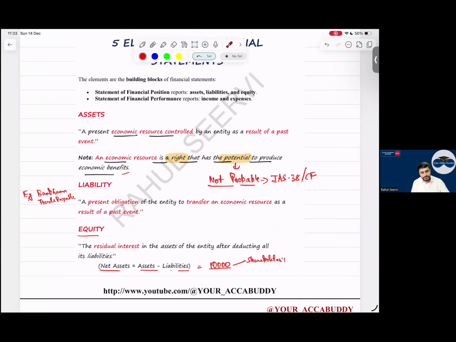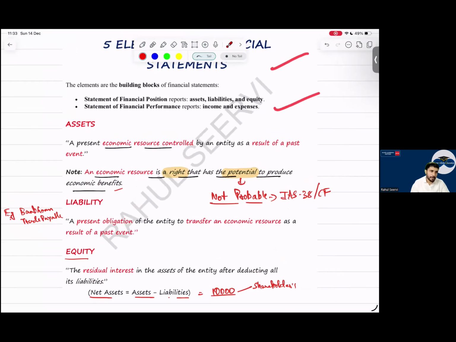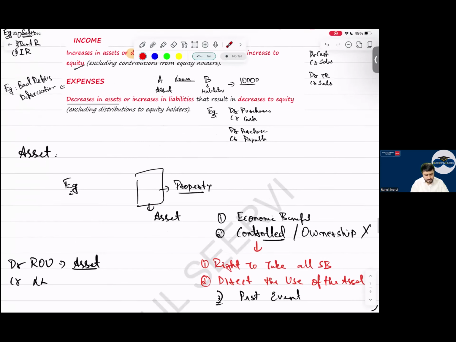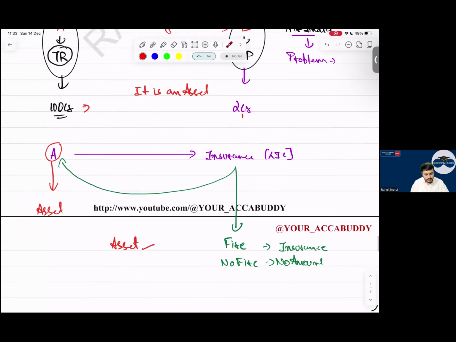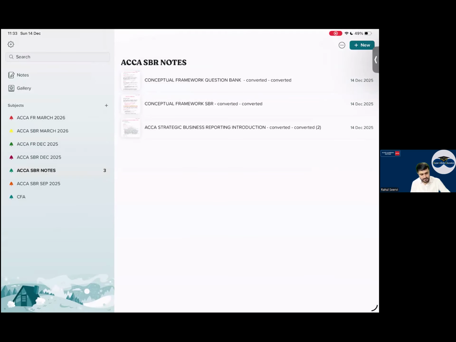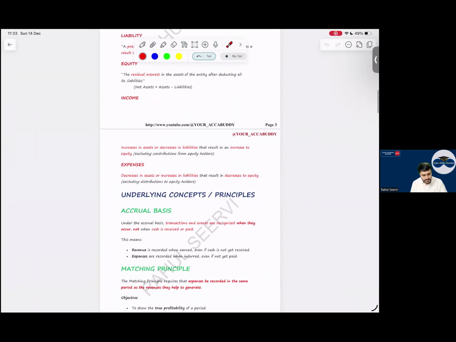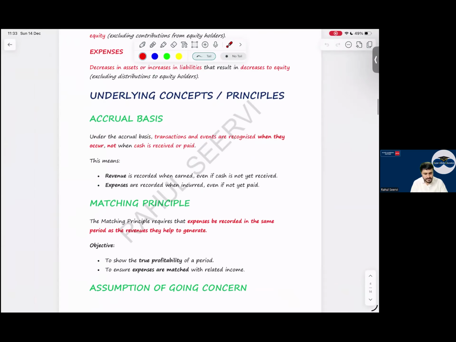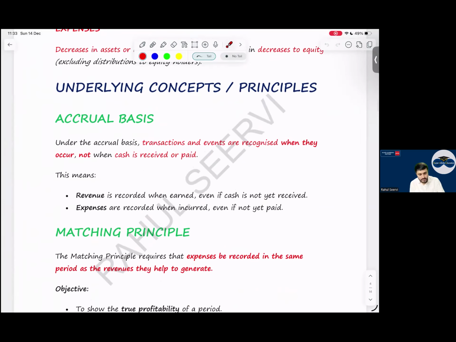So with this, the 5 elements are done. Yes, sir. Which you already have covered in your basic class also. Yes. Now coming to the next topic. What is the next topic? The underlying principles. Now accrual basis.